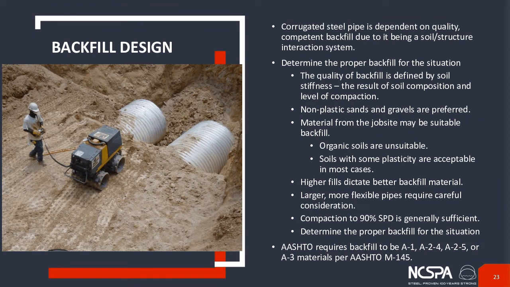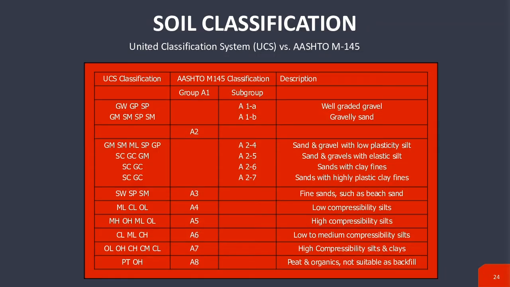The design of the backfill for these structures, as we said, is extremely important. Non-plastic sands and gravels are the preferred material. Organic should be avoided. Now, per AASHTO M145, A1s, some A2s, or A3 material can be suitable for these installations. This next slide shows the table which correlates the USCS classification system versus the AASHTO M145 classification system. And here you can see the A1s and A2s that are listed.